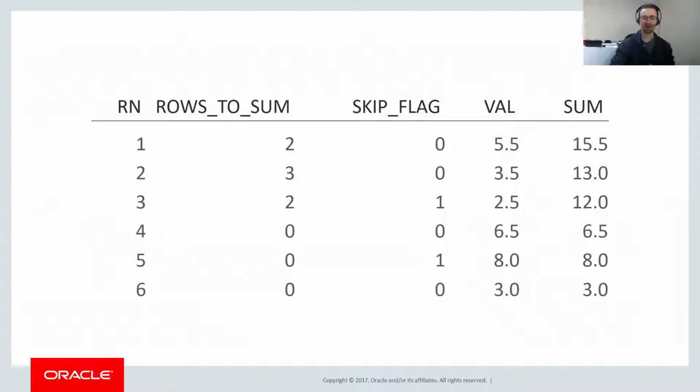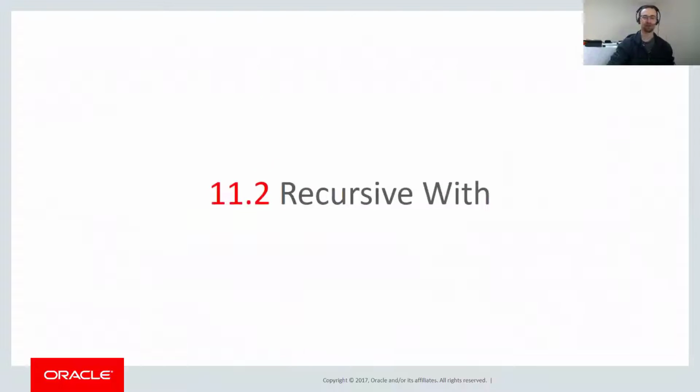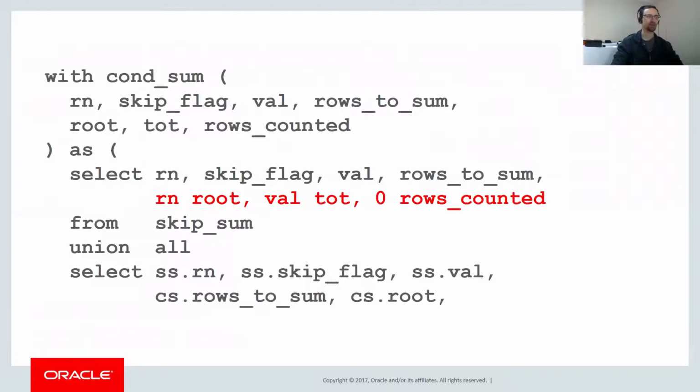Well, first, one solution we can look at is, on 11.2, we can use recursive WITH. So this is where we recursively loop through all the rows. So for every row, we then work forward in the data set. So how do we do that? Well, I start off with our classic recursive subquery factoring clause. So to begin with, we're just selecting from the table itself.